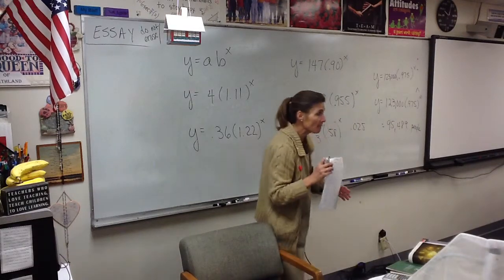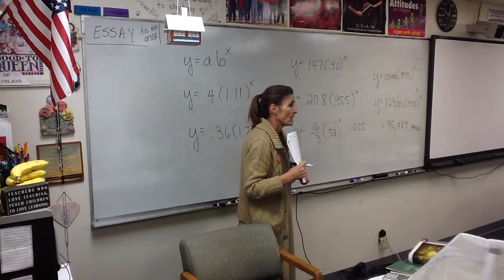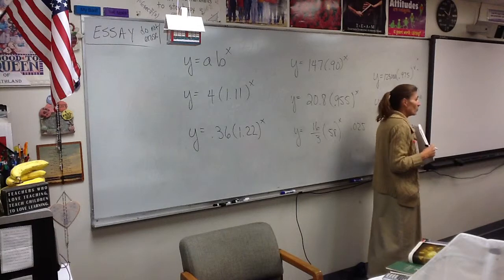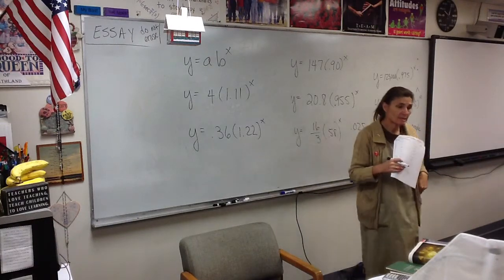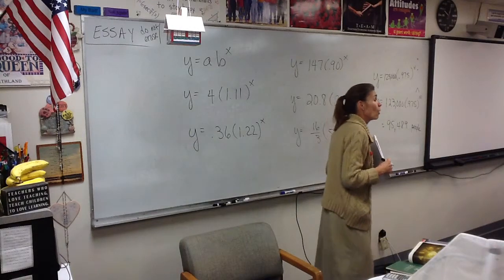Now, did you notice how I rounded that off? Why didn't I say 95,488.623 or whatever it was? Why didn't I say that? It's people. So we're going to round off to the nearest whole person.